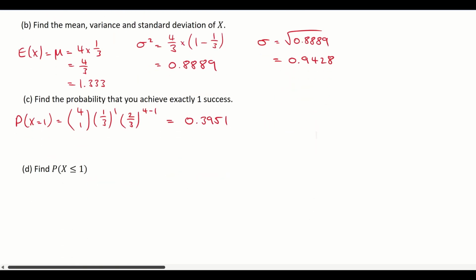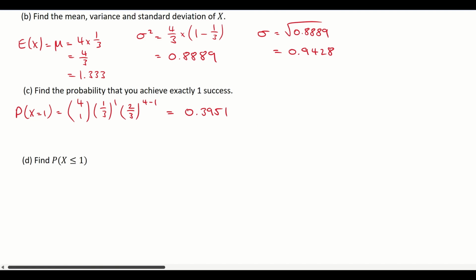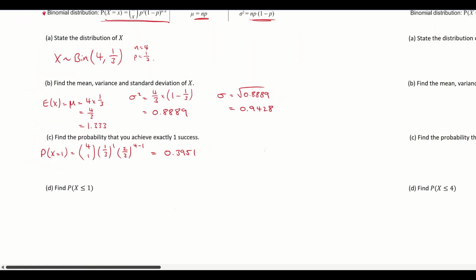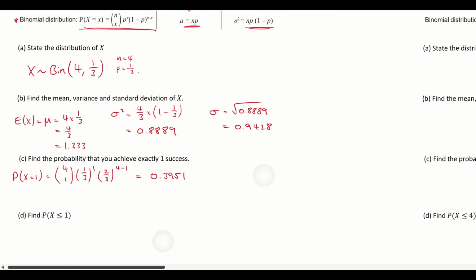Now we need to find the probability that x is less than or equal to 1. And I'm just going to keep that formula up the top there, so we've got it handy. So for x to be less than or equal to 1, that's just the same as the probability that x is 0 plus the probability that x is 1. Now we've already worked this bit out, so we just need to work out the probability that x is 0 and then add them together.